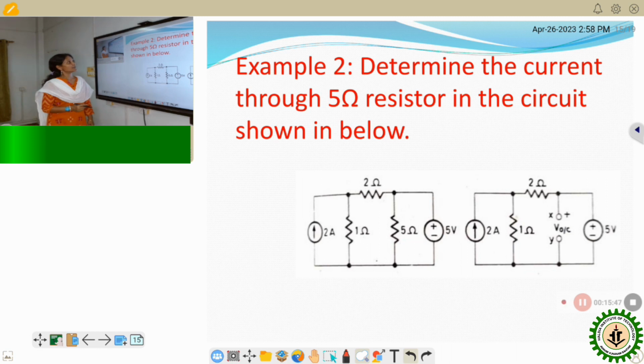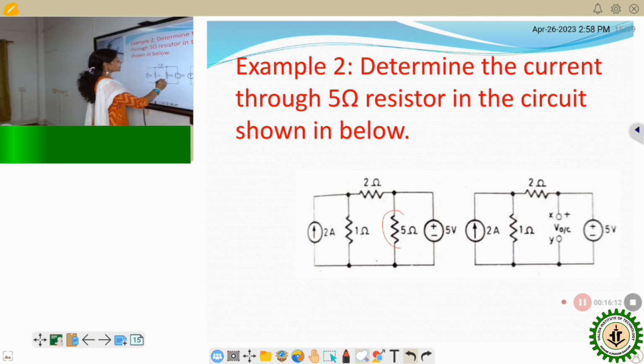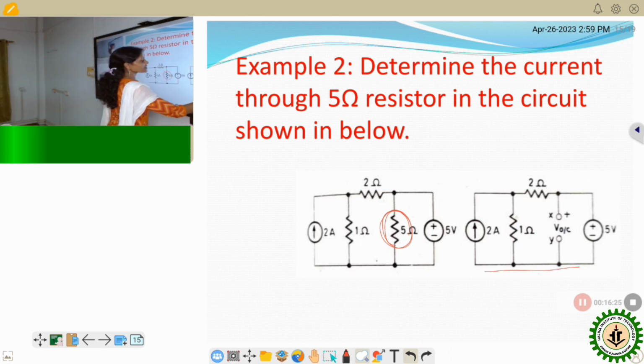Next, another example. Determine the current through the 5 ohm resistor in the circuit shown below. Here RL is not directly mentioned, but the current through the 5 ohm resistor is asked. So from this example we can understand that this 5 ohm resistor is the RL for this given circuit. Okay, so this 5 ohm is the RL. It is identified. Now open, remove this RL from the network. If we remove this 5 ohm resistor from this network, then we get this type of circuit.